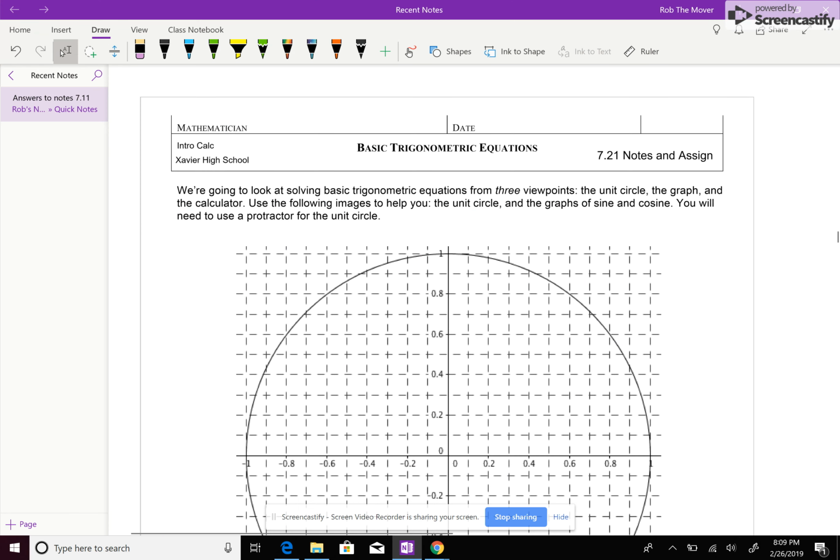Okay, guys, I have given you 7.21. It's quite a thick packet. There's a reason for that. I think these problems are really important to give you a better understanding of what this unit circle is.